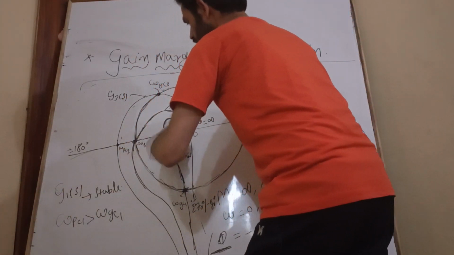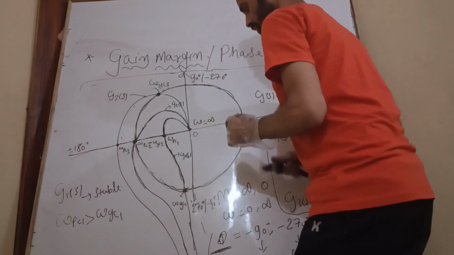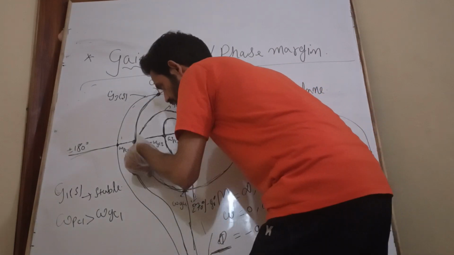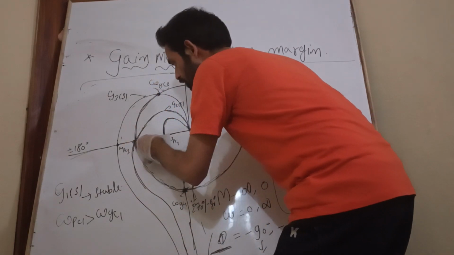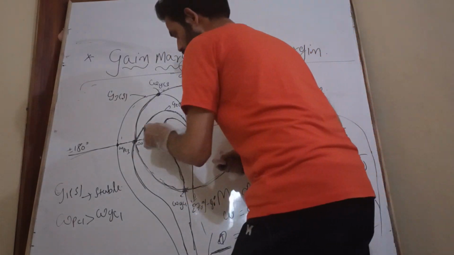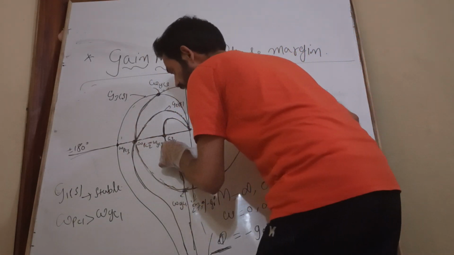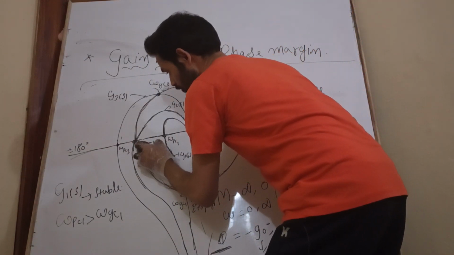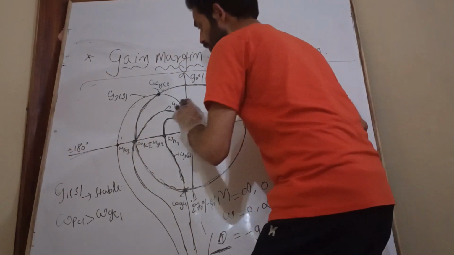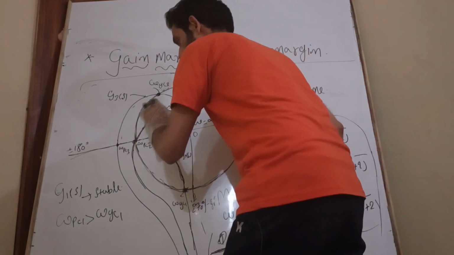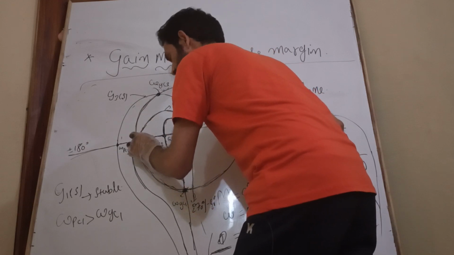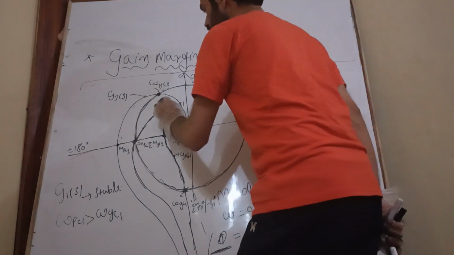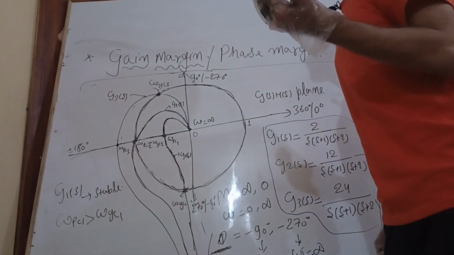Next system is G2 of s. Now see G2 of s. Where it is cutting the unit circle, that is my omega gc2, and where it is cutting the real axis, that is my omega pc2. Here both frequencies are the same, because the plot is cutting the real axis and the unit circle at the same point. So that is what you can call marginal stability.